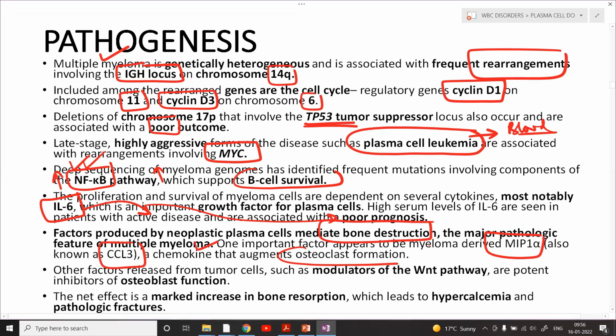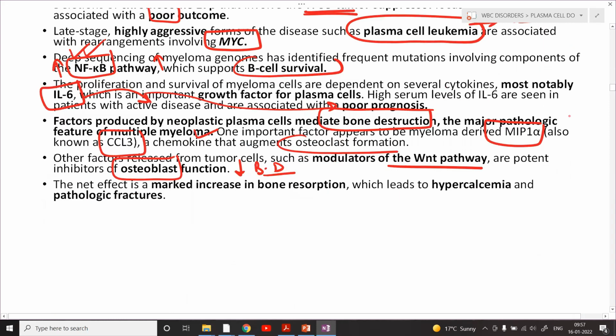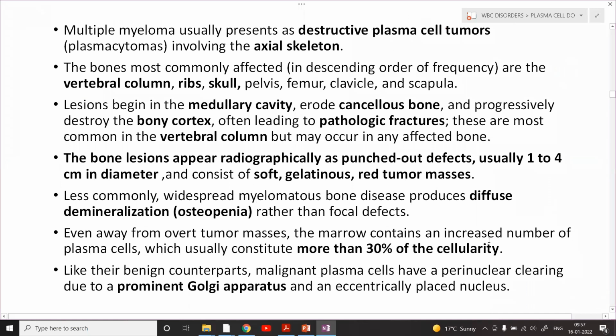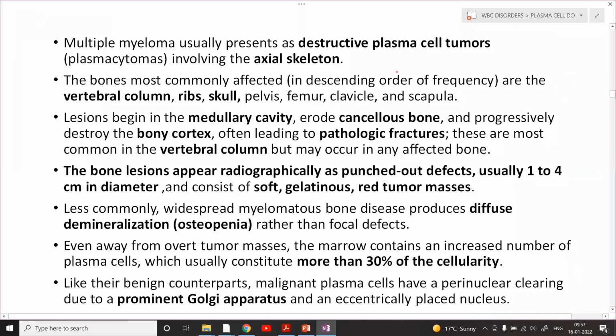Okay. Now, there are certain modulators of the WNT pathway, which are also potent inhibitors of osteoblast activity, leading to decreased bone deposition. So the net effect that we are seeing is increased osteoclastic activity and decreased osteoblastic activity, ultimately leading to bone destruction. Bone resorption, in fact, leads to an increased calcium release into the circulation. Now we are going to see some of the important features.